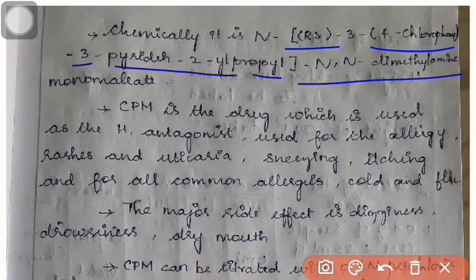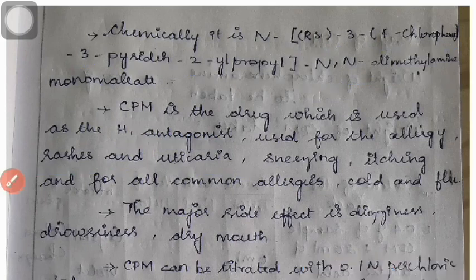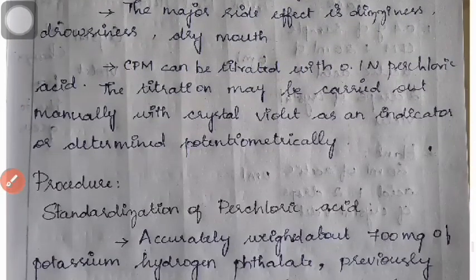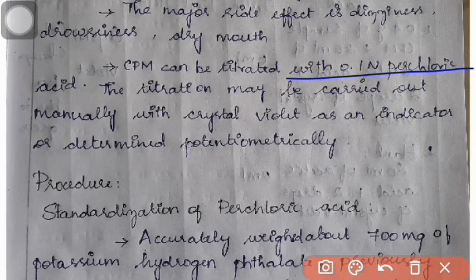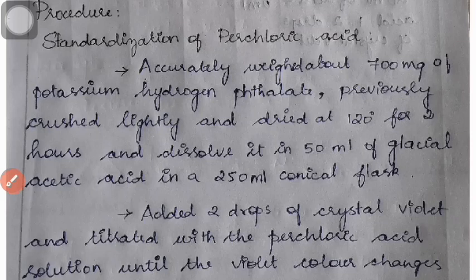It is used as an antihistaminic, H1 antagonist, and it is used in rashes and urticaria. It can be titrated with 0.1 N perchloric acid, and crystal violet is used as the indicator, or the potentiometric endpoint can be determined. Then we have to perform the procedure.